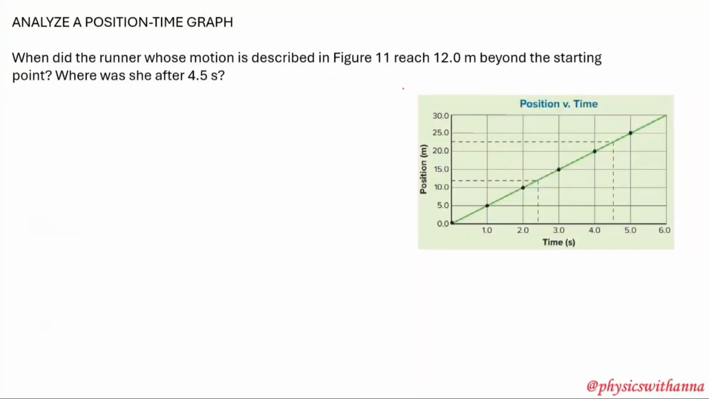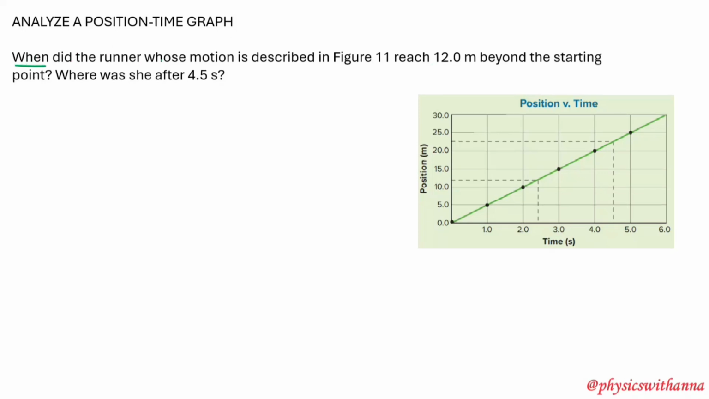In this video, we are going to discuss how to solve problems using a position versus time graph. A position versus time graph has position on the y-axis and time on the x-axis. That means your independent variable will be time and your dependent variable will be position. This graph is basically used to determine the position of an object at a given instant, or to find its distance and displacement.